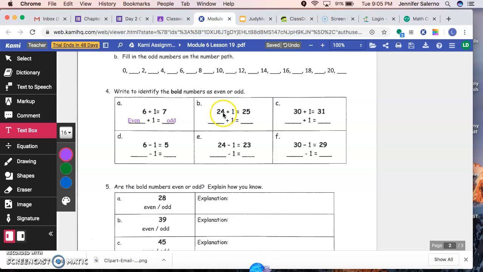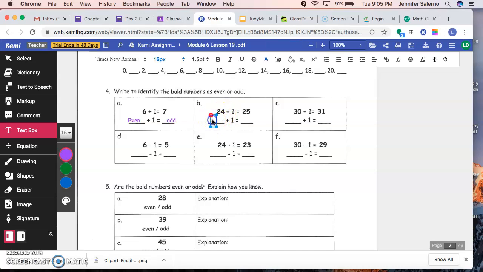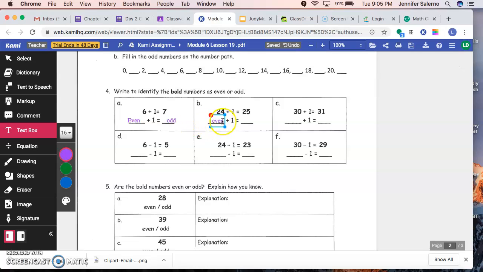That's a 4. We know that 4 is even because it has pairs, right? Nothing is left out. It's all even. Plus 1, we don't need to do anything. And then it comes with 25. Again, don't pay attention to the tens place. Look at your ones place. There is a 5 in your ones place.